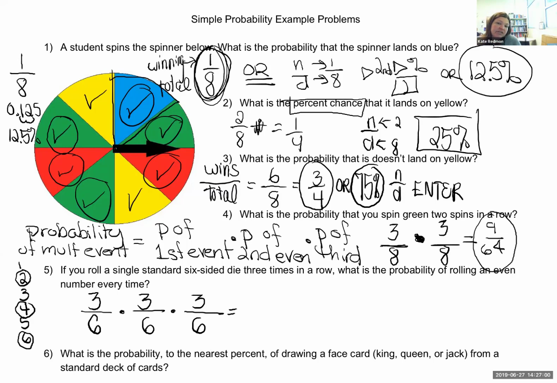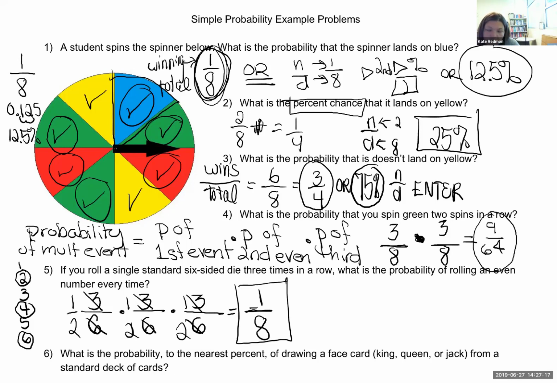But I'm a lazy mathematician. It's faster for me by hand. I know that 3 out of 6 is the same as 1/2, and it's super easy to multiply fractions. 1 times 1 times 1 is 1, and 2 times 2 times 2 is 8. I have a 1 out of 8 chance of rolling an even number every single time. Being good at reducing fractions and multiplying fractions makes these problems actually really, really simple. But even if you don't know how, your TI can do all of that.